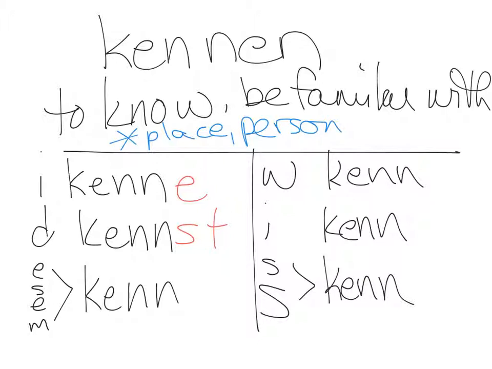Kennst. Everybody, kennst. Okay. What are we adding to er, sie and man? T. So what's our new word? Kennt. Everybody, kennt. Okay. What are we adding to wir? En. So what's our new word? Kennen. What are we adding to ihr? And our new word is? And sie we're adding? And then our new word is? There you go. Does that make sense? Good. I'll give you a second to copy that down, and we'll do a couple sentences, and then that'll be it for notes for today.